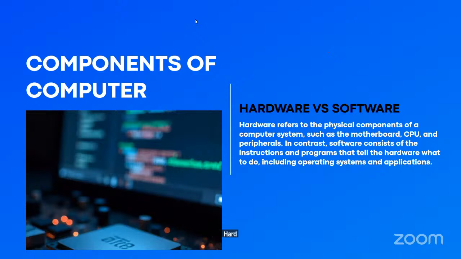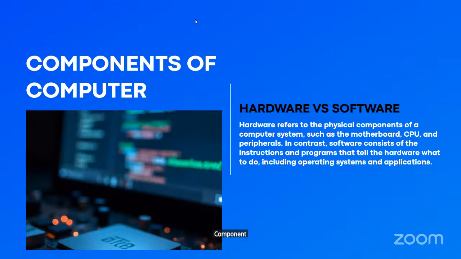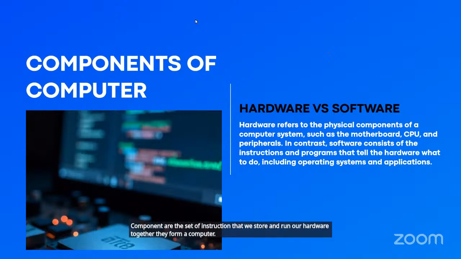Hardware components are the physical parts of a computer, like the central processing unit (CPU), mouse, storage and more. Software components are the sets of instructions that we store and run on hardware. Together they form a computer.